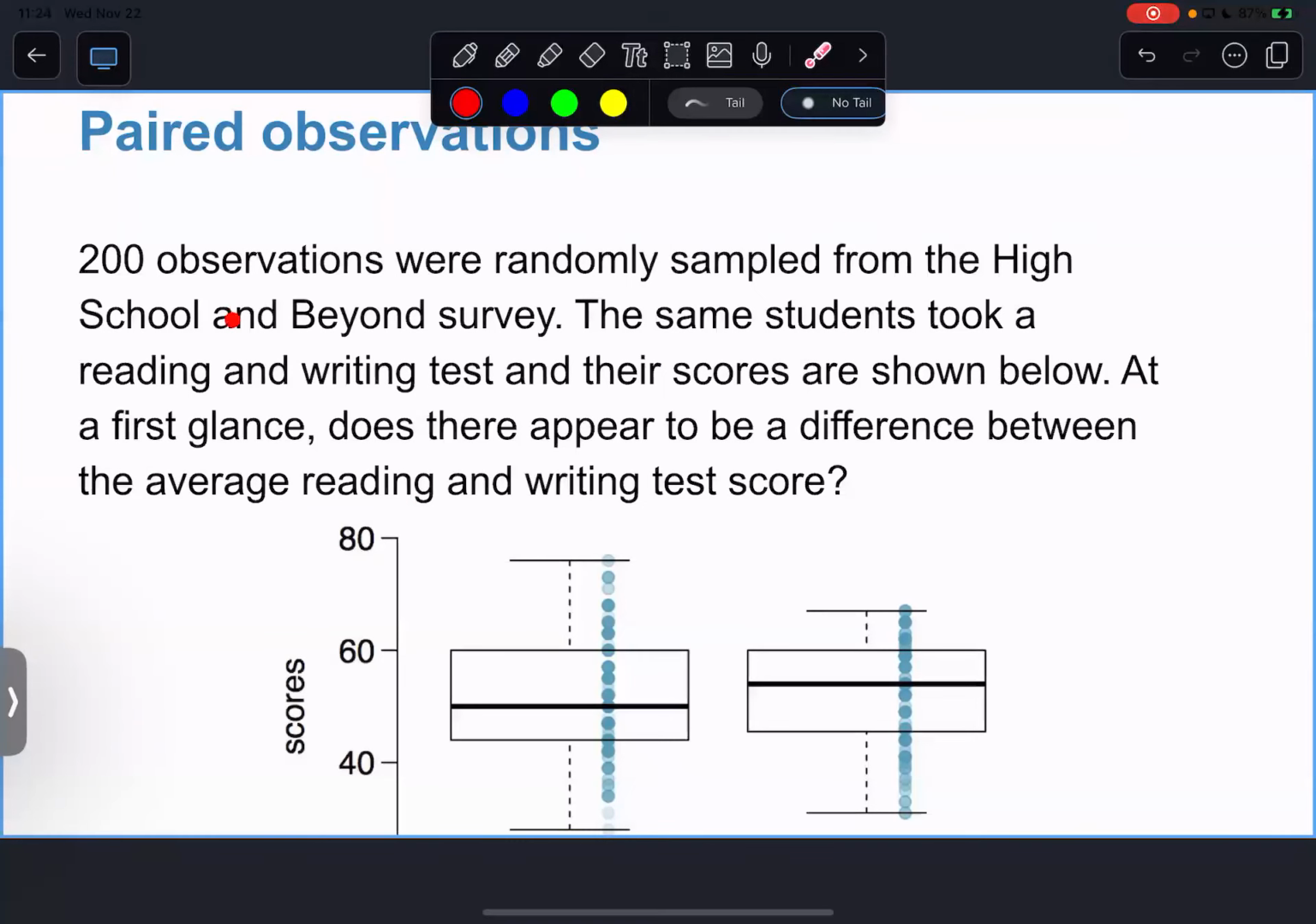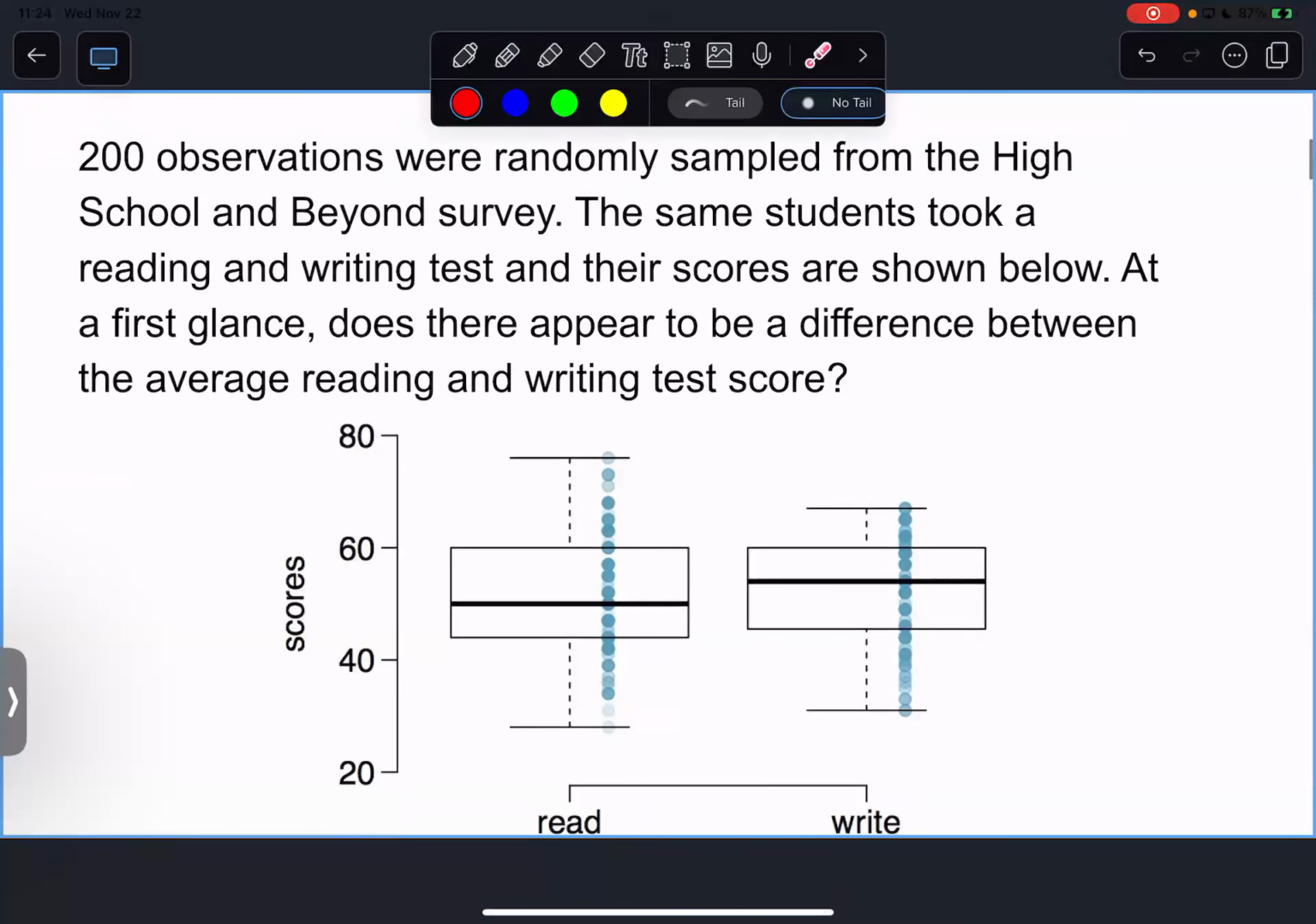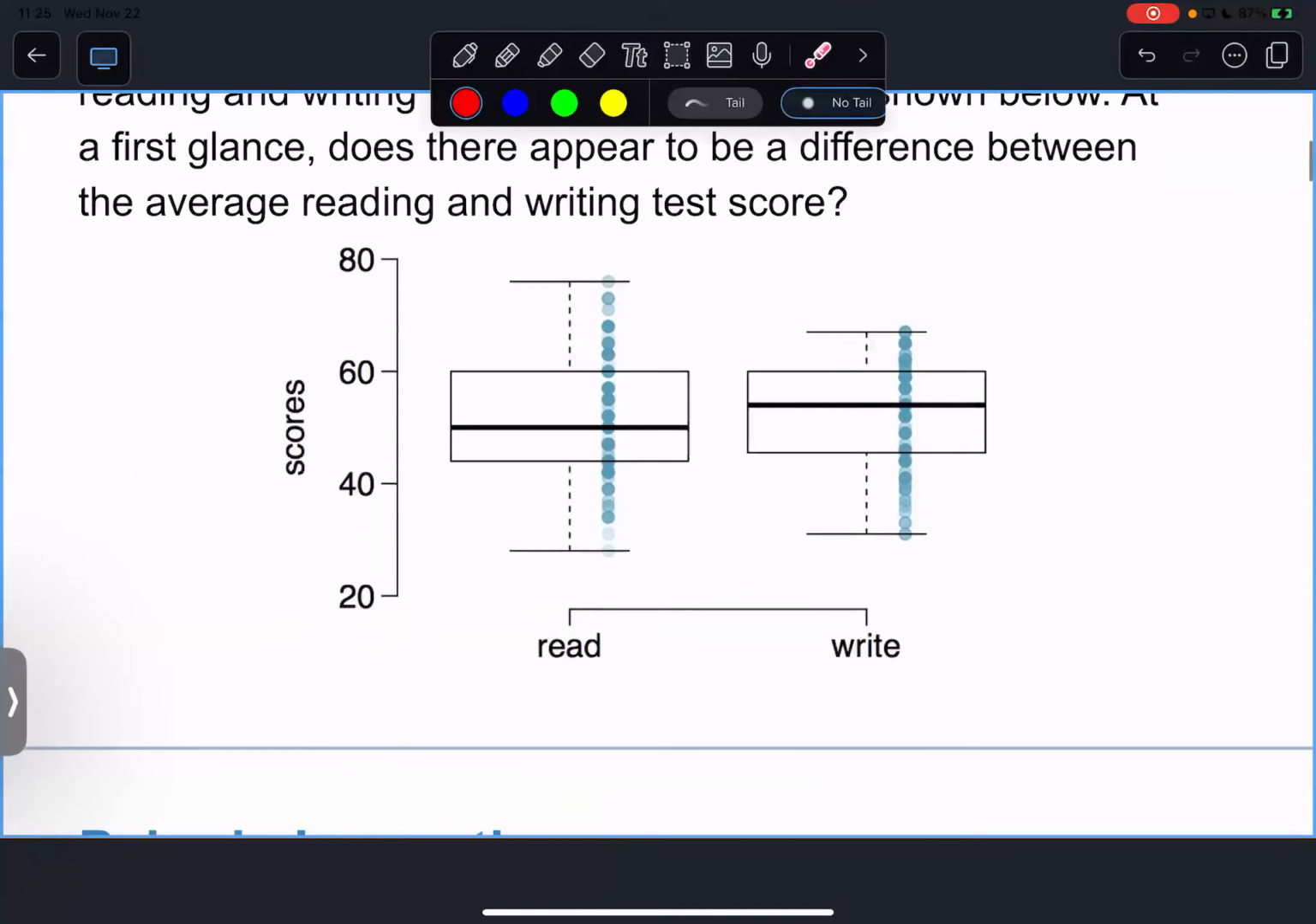200 observations were randomly sampled from the High School and Beyond survey. The same students took a reading and writing test, and their scores are shown below. At first glance, there's a lot of typos in these ones, sorry. At first glance, does there appear to be a difference between the average reading and writing scores?